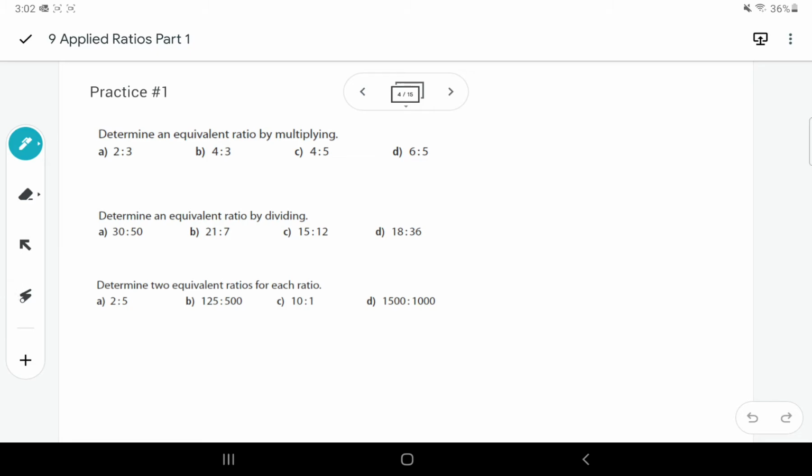You guys are going to stop the video now and do these practice questions. They're also on the Ratios Practice Google Doc. If you've printed that off or if you have that open, you're going to complete these 3 questions with 4 parts each and write equivalent ratios. For the last one, you're finding 2 equivalent ratios. So you might do one by multiplying, one by dividing. You might do both by multiplying or both by dividing. Whichever it is, you'd want to find 2 different ratios.